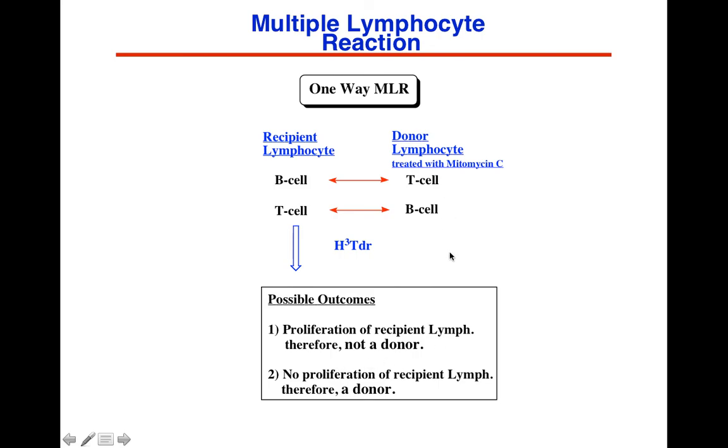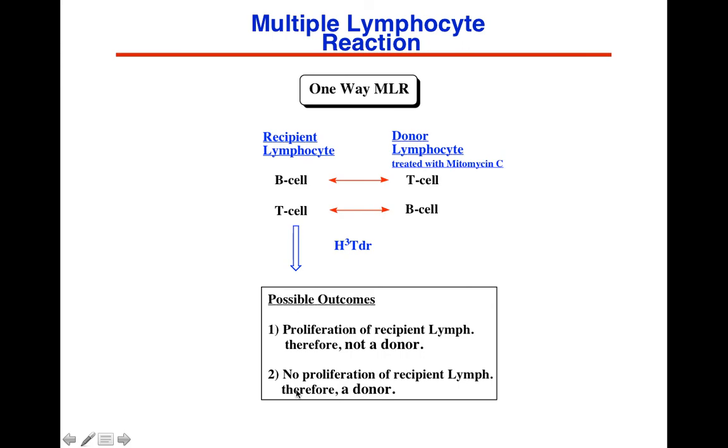The donor and the recipient will reject each other. And when you do it this way, the cells that you monitor are strictly from the recipient, so you know what the response is going to be from the recipient.